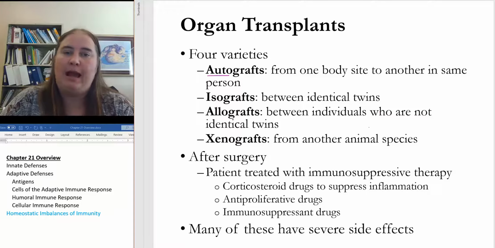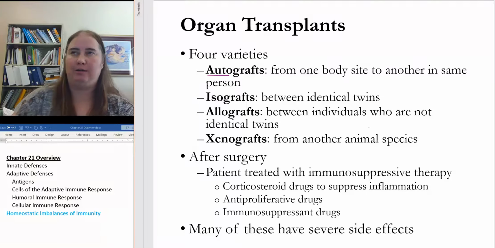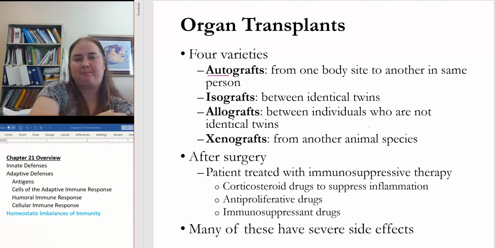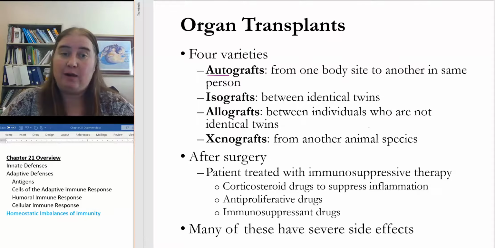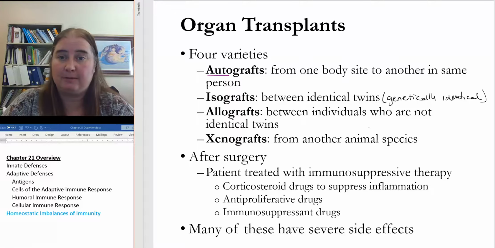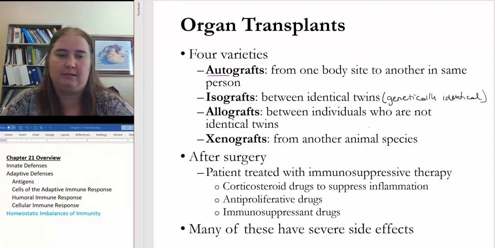Okay, isografts. Actually, I'd have to go back and look and see what auto means. Iso means same. Isografts are between identical twins. Okay, and that is because they are genetically identical. We'll talk about why that becomes important here in the next slide. I think I talk about it a little bit.